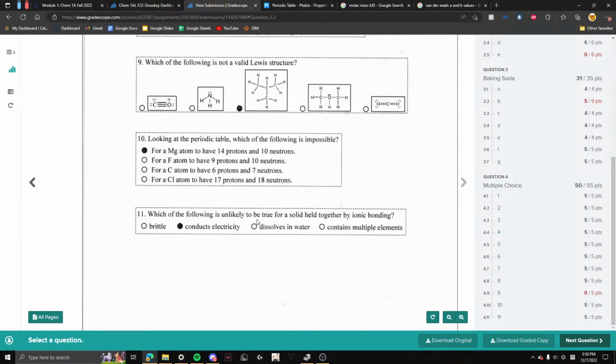Which of the following is unlikely to be true for a solid held together by ionic bonding? Ionic bonding will mean that it probably dissolves in water. It will probably contain multiple elements, and it will also probably be brittle, as seen in our little NaCl. Salt is like a crystal, so it's probably going to be brittle, just like how sucrose was. So we presume it conducts electricity, but on their own I think they can't conduct electricity. But when they're dropped in water, then they can conduct electricity, because then you have the individual ions floating around. But for now, it can't do it.